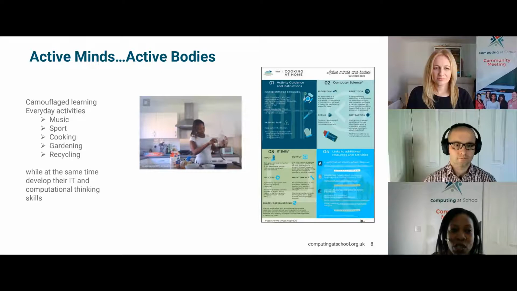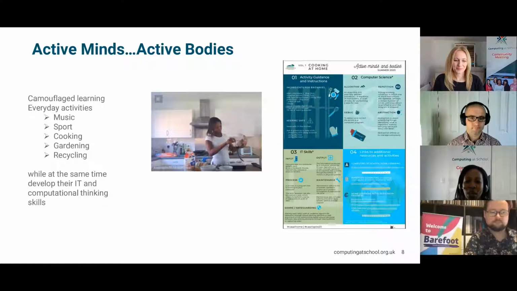You'll notice that some of the staff computing at school, such as myself, are featured in the videos. The whole purpose of this is to show how computing can be taught and learned at home without the need to go onto a computer, through everyday activities. So there's a lot of camouflage learning to introduce computing concepts and skills.